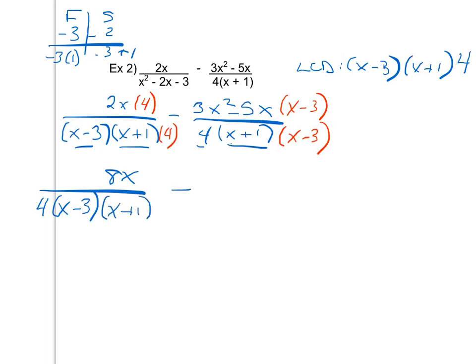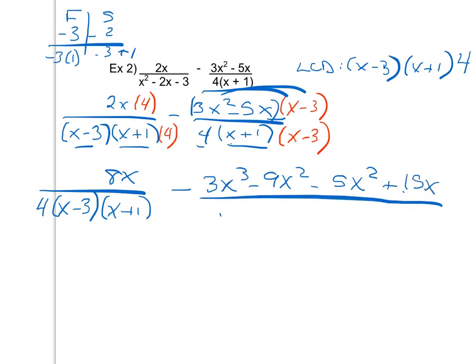Minus, I noticed that even though this wasn't grouped together originally with parentheses, I know that because it started off together in one fraction, it does need to be grouped together, and I do need to FOIL. So going ahead and FOILing, I get 3x cubed minus 9x squared minus 5x squared plus 15x. And then I'm going to leave my denominator in its factored form.